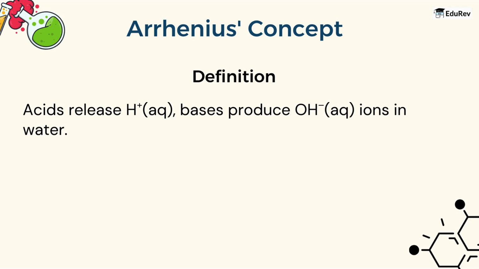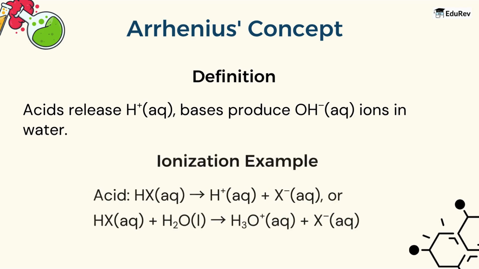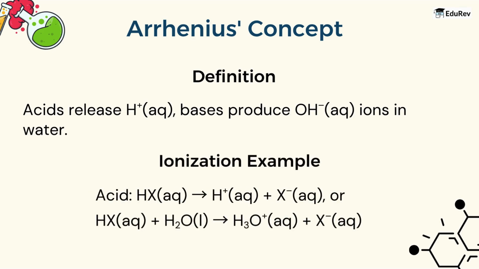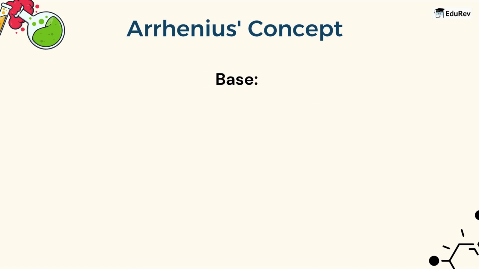For example, an acid like HX dissolves in water and breaks apart like this. HX aqueous gives H plus aqueous plus X minus aqueous. Or more accurately, HX aqueous plus H2O liquid gives H3O plus aqueous plus X minus aqueous. This shows that the H plus ion actually combines with water to form a hydronium ion, that is H3O plus. For a base like MOH, it dissolves as MOH aqueous gives M plus aqueous plus OH minus aqueous.